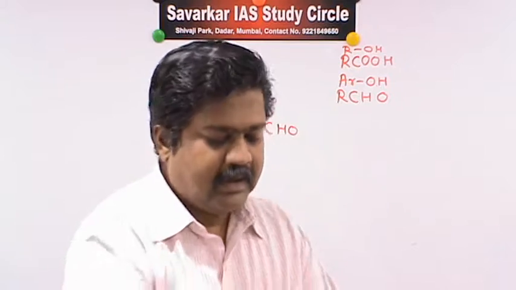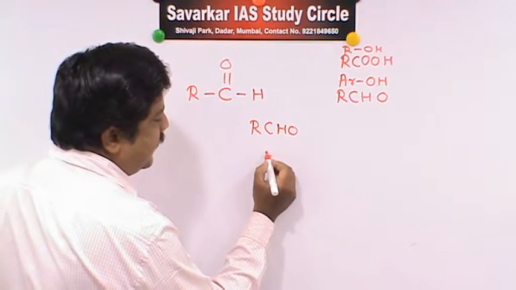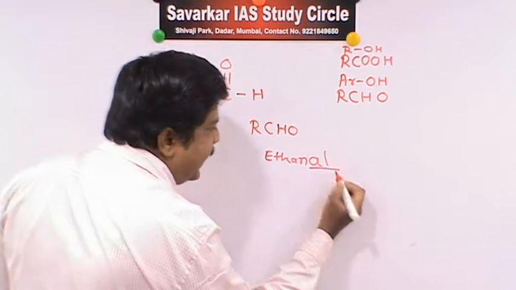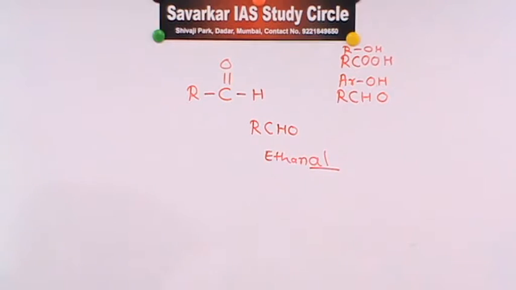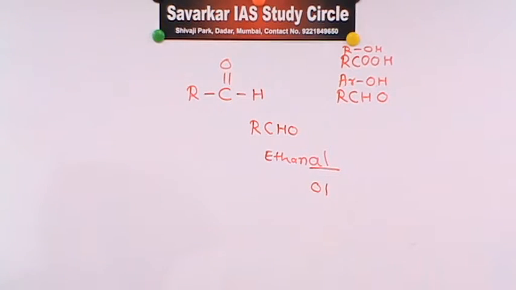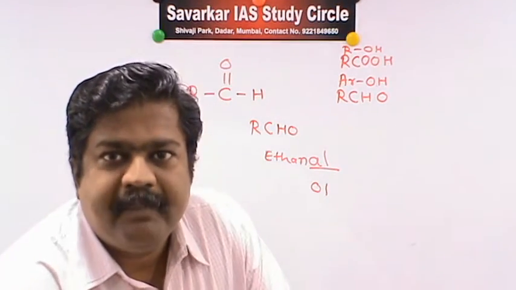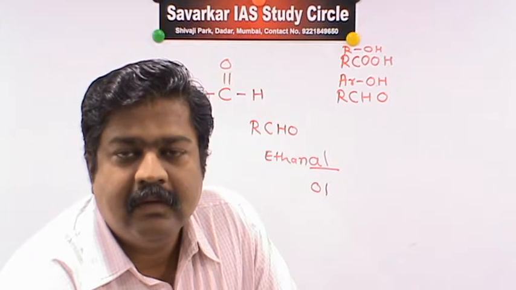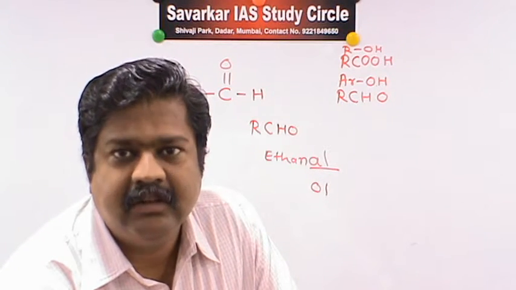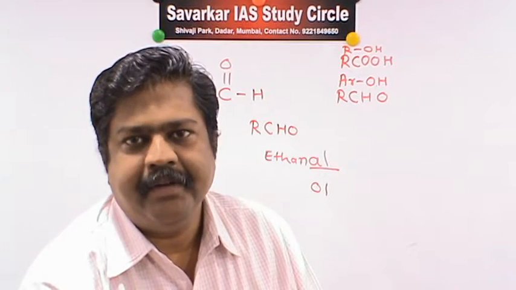methanal. Here aldehydes are named with a prefix, for example ethane, and we write Al at the end. In the case of alcohol we write Ol, and in the case of aldehyde we write Al. So ethyl alcohol or ethanol is converted into ethanal. Methyl alcohol is converted into methanal, or the traditional name is formaldehyde.